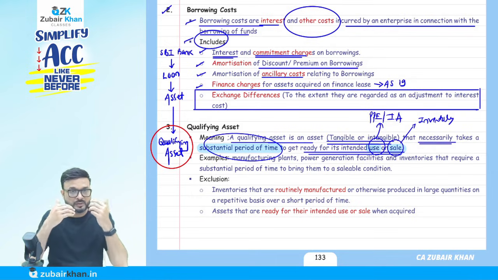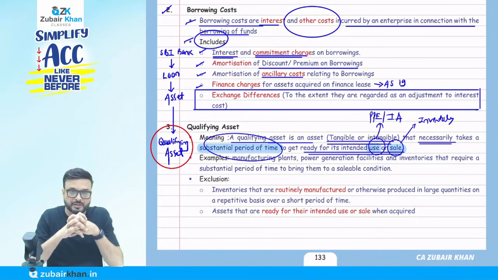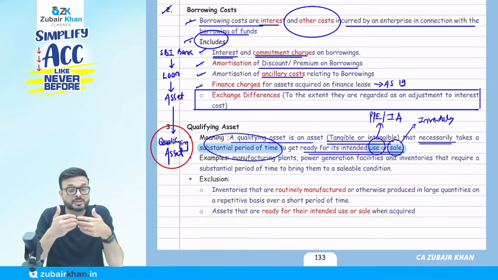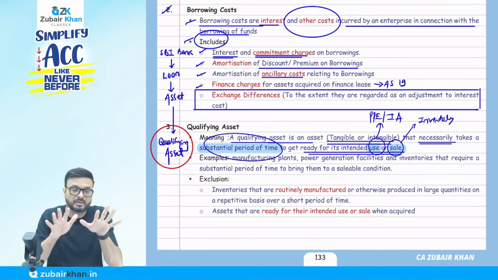So what is going to happen now? When I talk about a sale, suppose you took a loan from the bank for the purpose of manufacturing inventory. Generally, inventory is not a qualifying asset, because inventory generally does not take a substantial period of time. What is a substantial period of time? It generally does not take 1 year for manufacturing. Rarely it might happen.